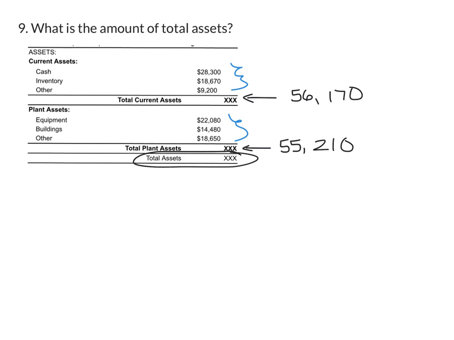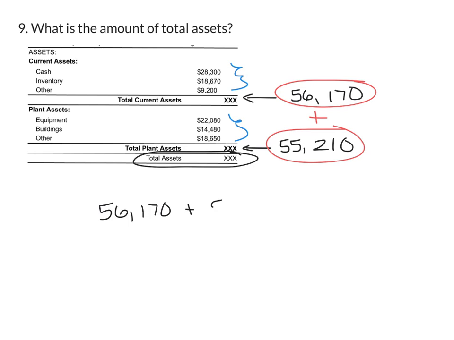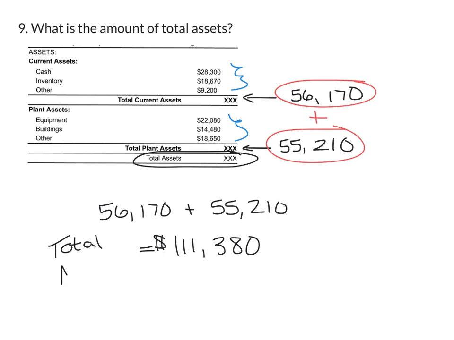Now we're going to take the two values we just found and add them together. That will give us the value of total assets. So $56,170 plus $55,210 gives us a value of $111,380. And again, this is the total of all assets. That's your current assets and your plant assets.